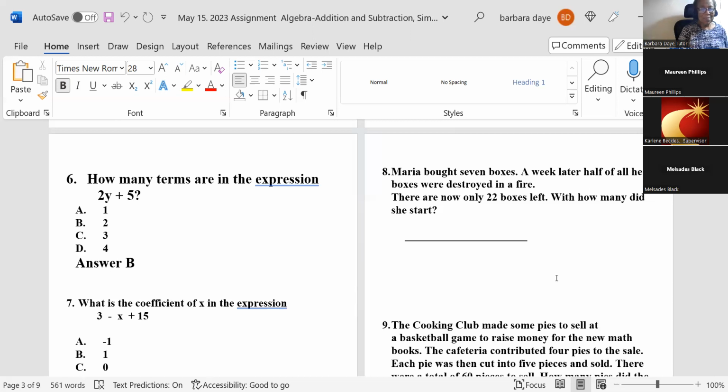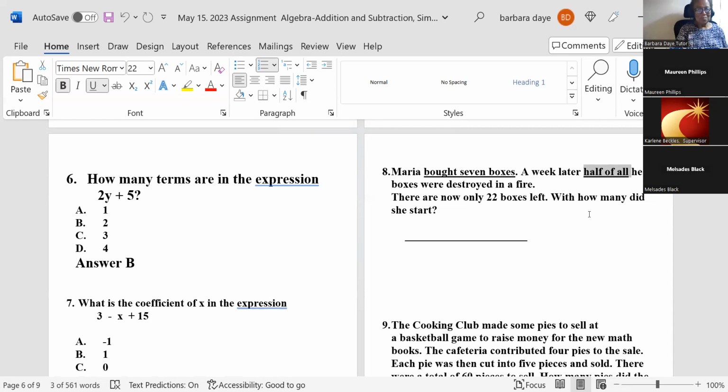Okay. Plus 3.5. There are only 22 boxes now. No, there are now only 22 boxes left. With how much did she start? So she started with 29. No. Maria bought 7 boxes. Just 7 boxes, yeah. A week later, half of all her boxes were destroyed. So half of 7 is 3.5. There were now only 22 boxes left. How many boxes did she start with?